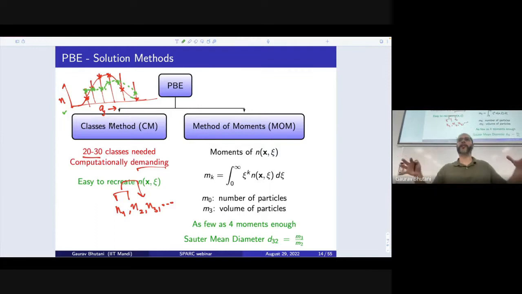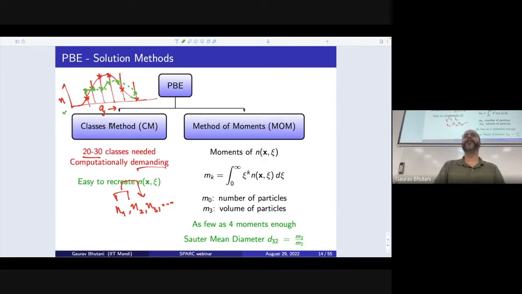The distribution has changed. The distribution is evolving with time. That is what we are solving. You're solving for n as a function of space and time. So it is easy to recreate n. If you want to recreate the complete number density function, it's very easy. You solve for individual classes and then you combine them to form one complete number density function.